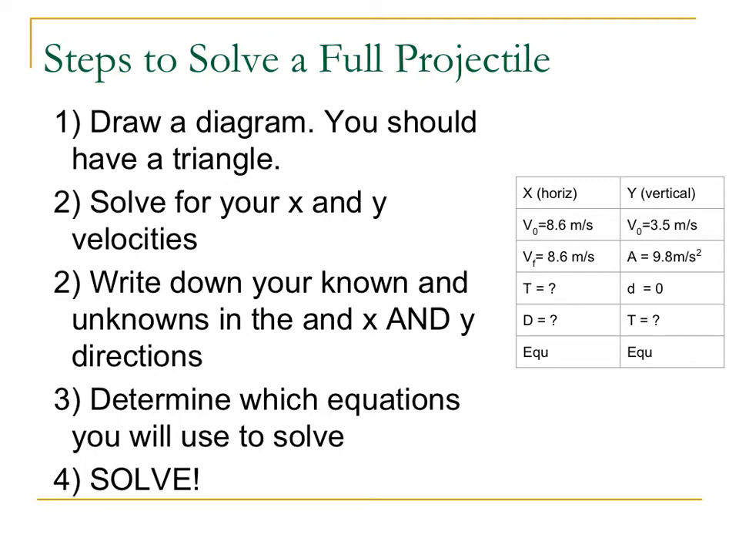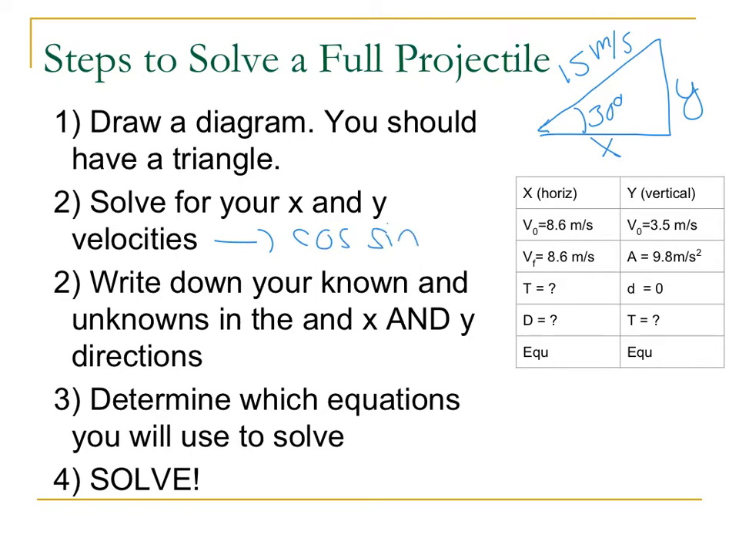So the steps to solve a full projectile are very similar to the half projectiles, but we just added a few steps. The first thing you always need to do is to draw your triangle. Angle always goes near the x. Then we have our velocity. We need to find our x and y components, because remember, in projectiles, our x and y's are always separate. Then we're going to solve for x and y using our cosines and our sines. So in this example, to figure out x, I would do 15 cosine 30. To figure out y, I would do 15 sine 30. Then I'm going to get two answers.